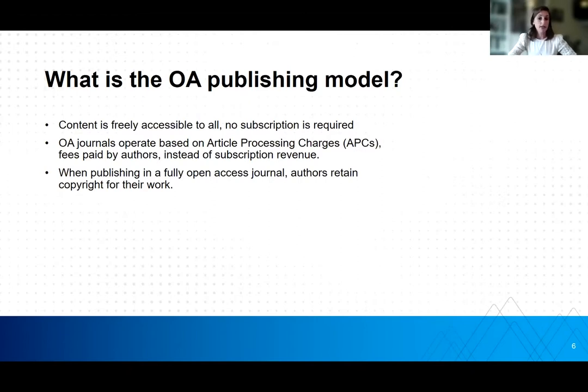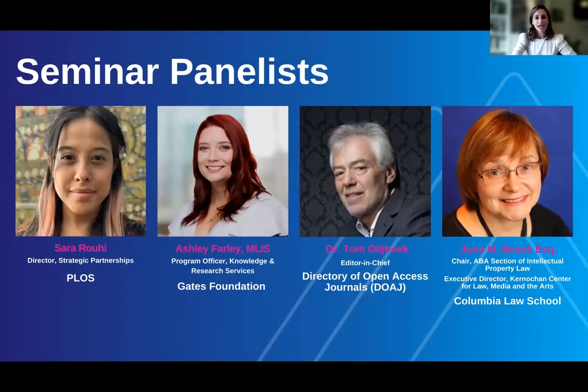Importantly, and I think this point is often overlooked, when publishing in a fully open access journal, the author retains copyright of their work, which is not traditionally true when publishing in a traditional subscription-based journal. So that's some OA model basics for all of us to lay the foundation. I hope that my short presentation has served as a helpful broad strokes introduction to open access publishing.